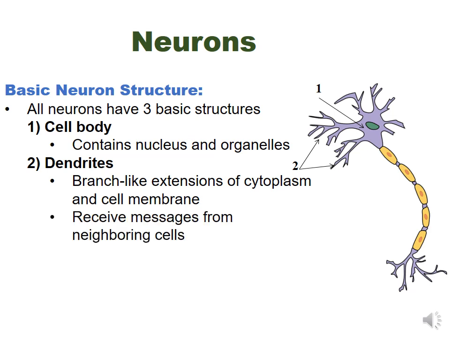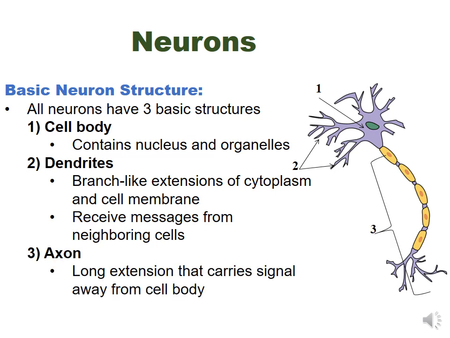And what is the function of these dendrites? They receive messages from the neighboring cells, from the adjacent neurons. Okay, and the third one is the axon. The axon is the long extension that carries signals away from the cell body to another neuron, and it passes messages to other cells.